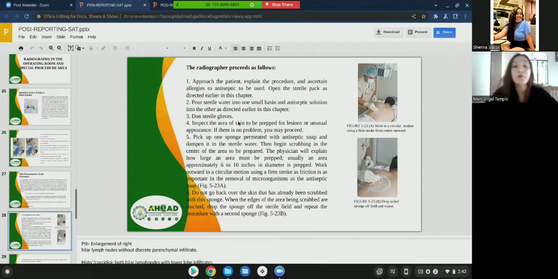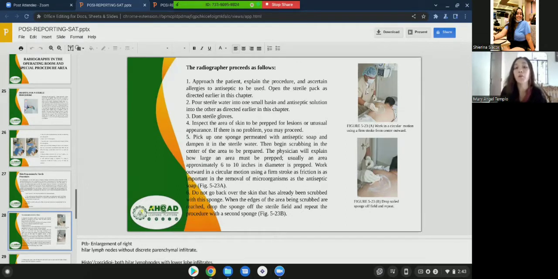The radiographer proceeds as follows. 1. Approach the patient. Explain the procedure and ascertain allergies to the antiseptic to be used. Open the sterile pack as directed earlier in this chapter. 2. Pour the sterile water into one small basin and antiseptic solution into the other as directed earlier in this chapter. 3. Don sterile gloves. 4. Inspect the area of skin to be prepped for lesions or unusual appearance. If there is no problem, you may proceed.